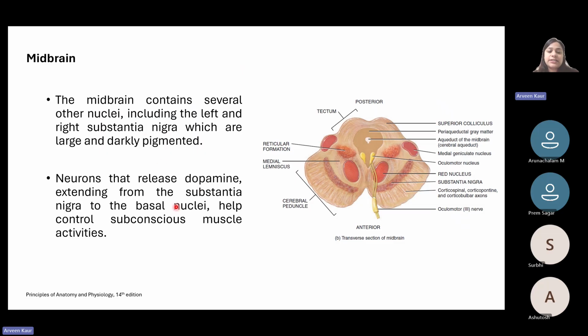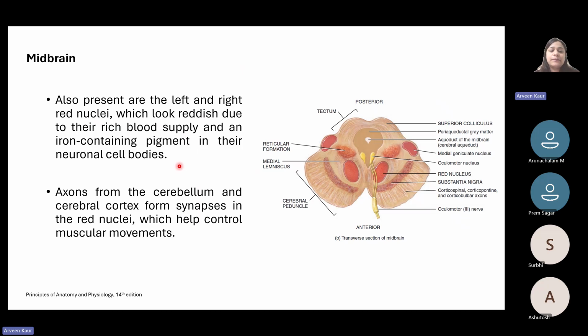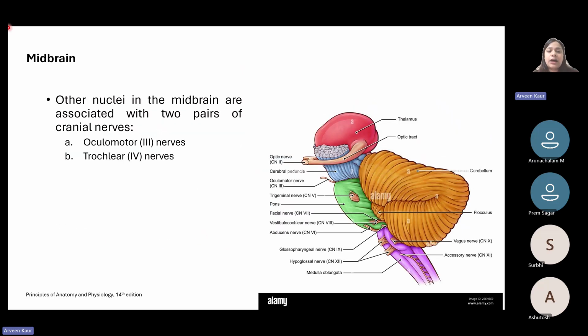Neurons that release dopamine extend from the substantia nigra to the basal nuclei and help control subconscious muscle activities. Also present are the left and right red nuclei, which look reddish due to rich blood supply and iron-containing pigment in their neuronal cell bodies. Right? Axons from the cerebellum and cerebral cortex form synapses in the red nuclei, which help control muscular movements.